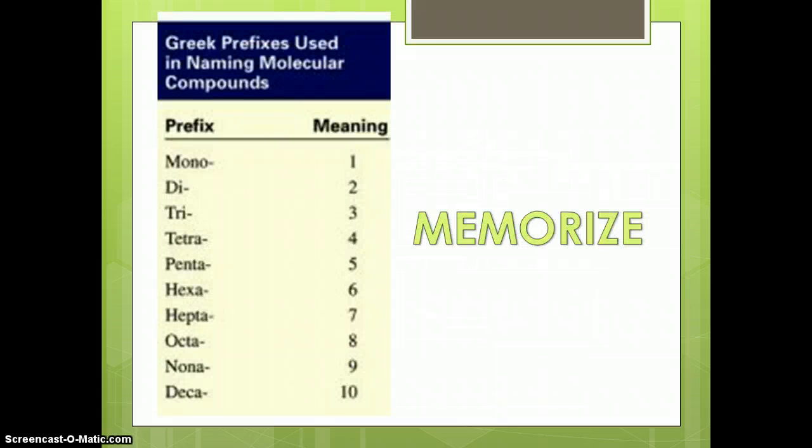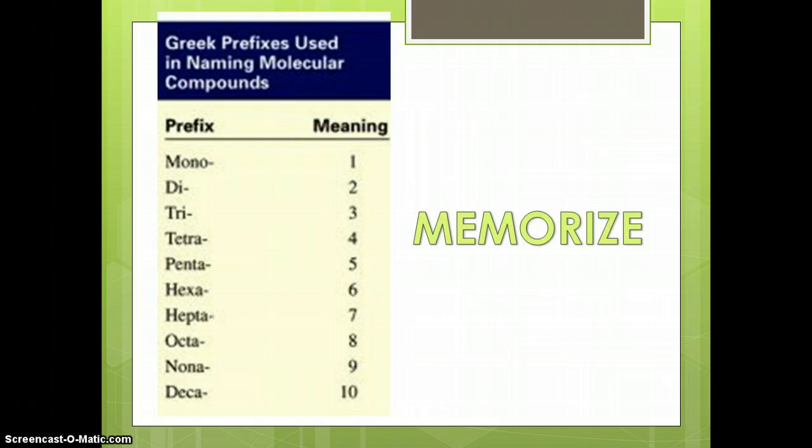Here's the list of Greek prefixes for naming molecular compounds. You will need to memorize these prefixes. They will always go at the beginning of the element. That is why it is a prefix. Please note, in addition, that the word mono is only used in the second element of a molecular compound. It is never used for the first element of a molecular compound.